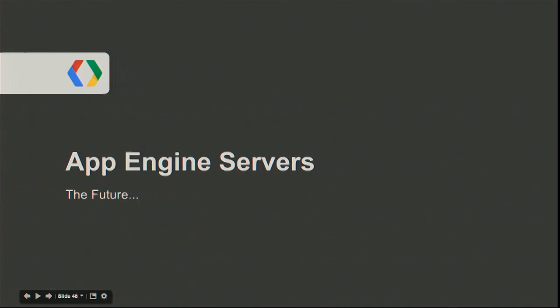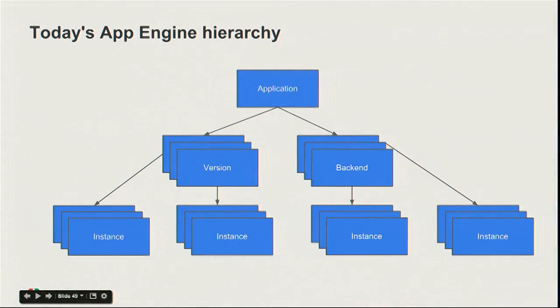So now I'd like to talk about App Engine servers, which is an ongoing project right now, and how it will affect the performance settings that you can set for your application to make them more powerful and more flexible going forward. But first, I'd like to talk about the motivation for why we're doing this. And the only way to do that is by talking about what today's App Engine hierarchy looks like.